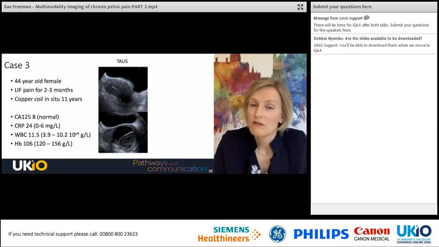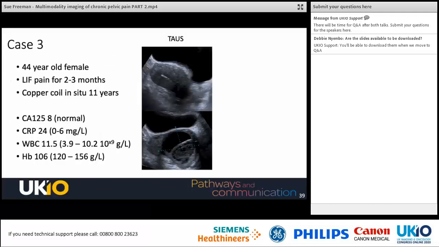Her CA125 was normal, but her CRP and white cell counts were slightly raised, and she had mild anemia. Her urinary sample showed lots of white cells, but no growth, and the vaginal swabs were negative. This is a transabdominal ultrasound, which the top image shows the coil in situ, and the bottom image shows a complex left ovarian cyst. Reviewing her kidneys, there was no hydronephrosis.